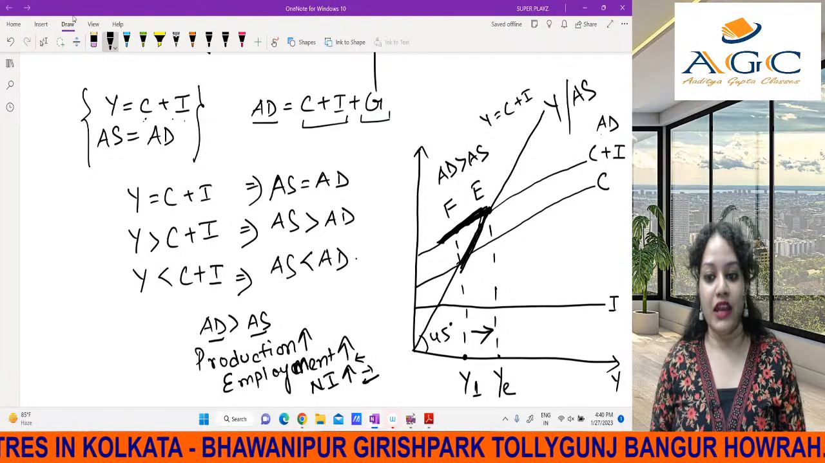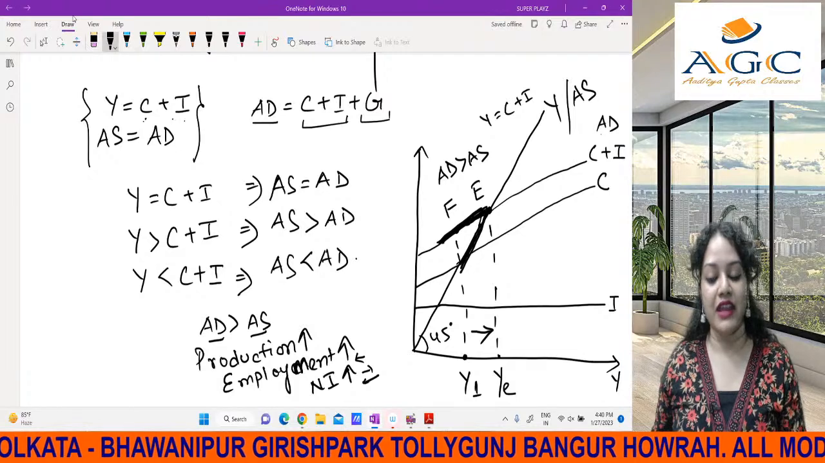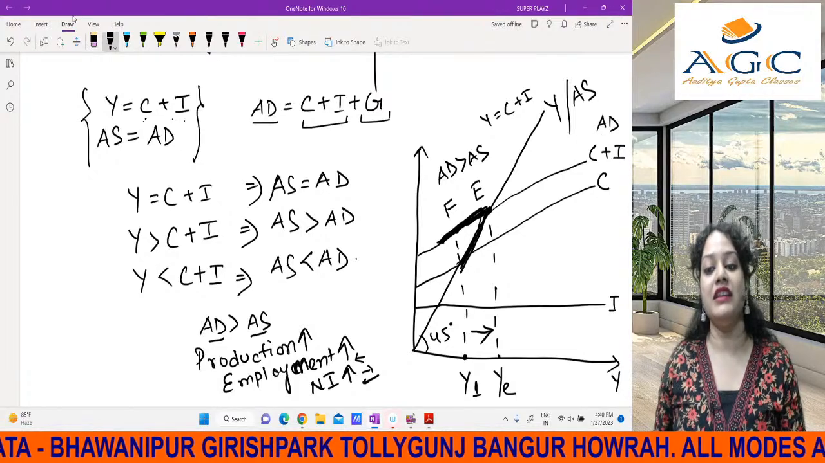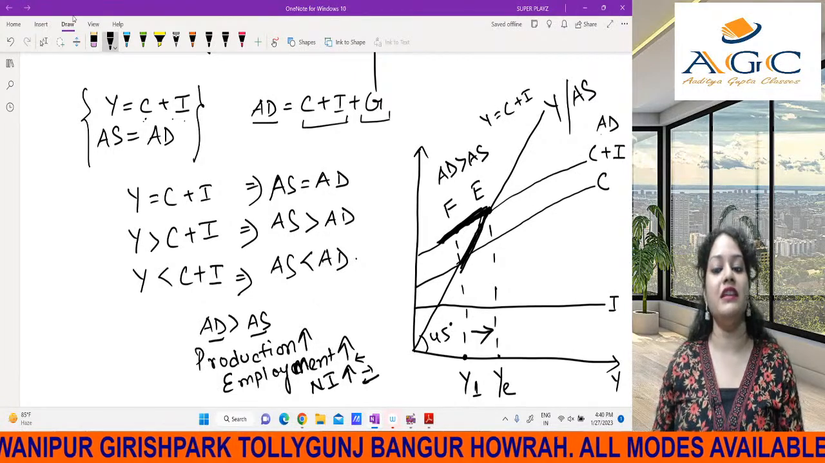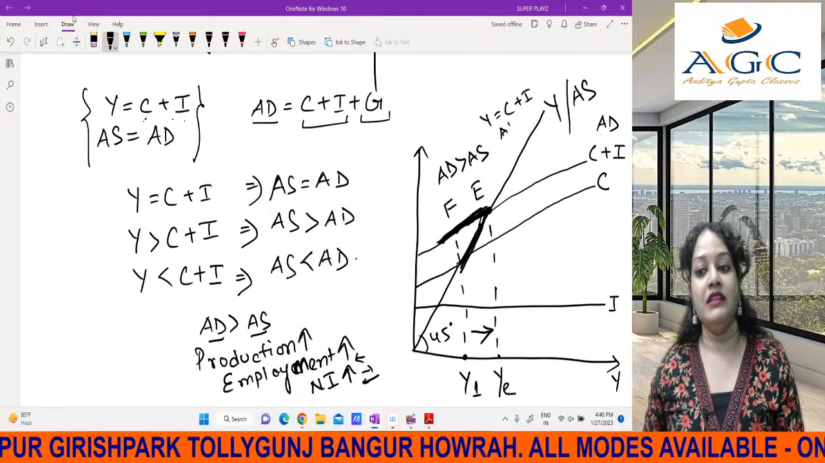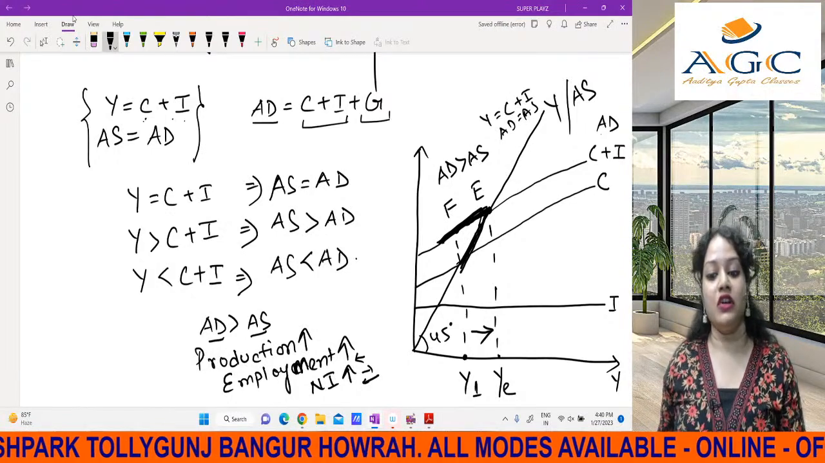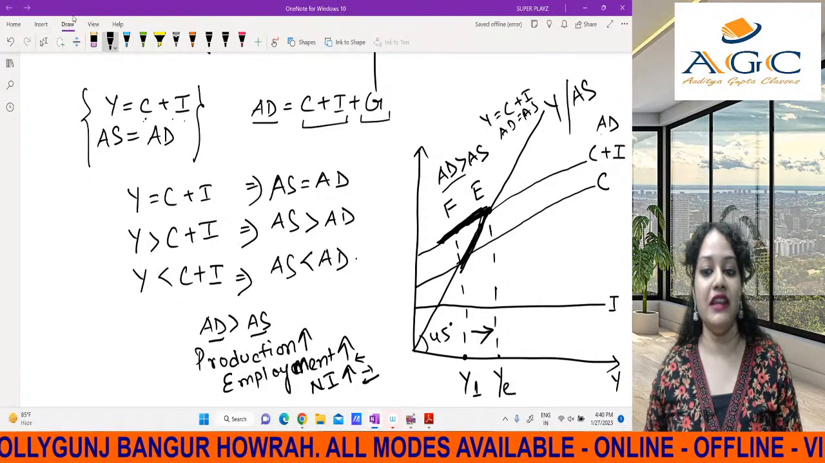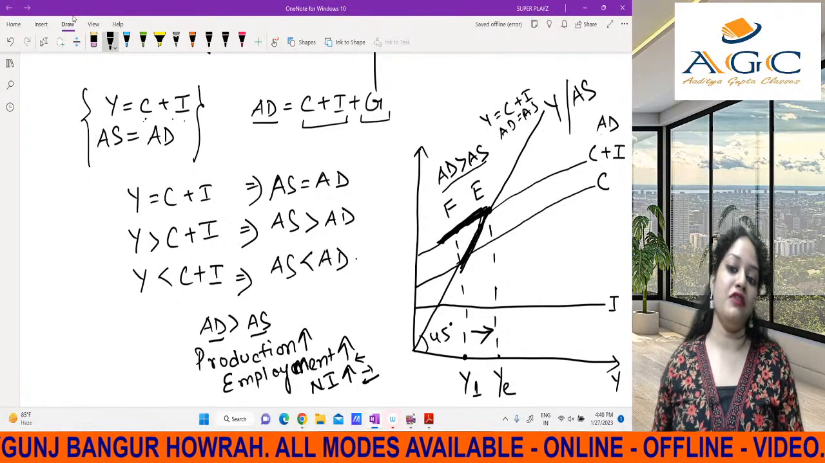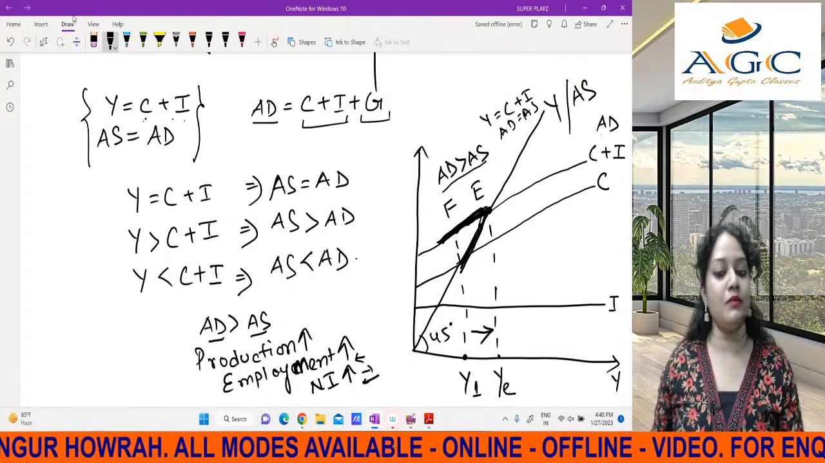So that is what you have to write first, that at E, Y is your level of income, and at E both the conditions are satisfied, that is Y is equal to C plus I and AD is equal to AS. Then what do you have to do? You have to say that if your income is Y1, then what will happen? Then your AD is greater than AS, and if your demand is more, then what will happen? The producers will increase their production.